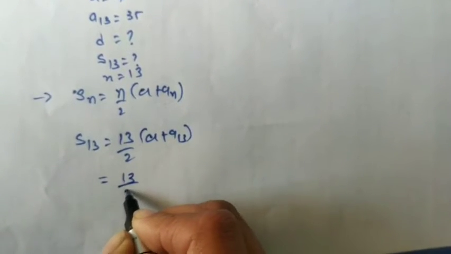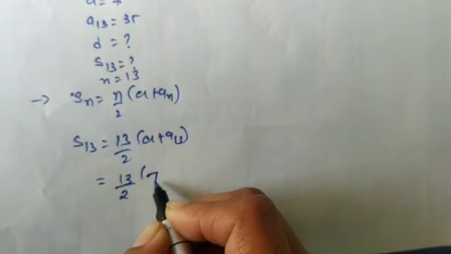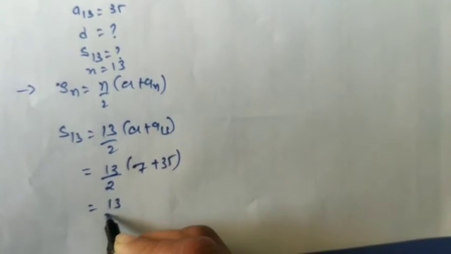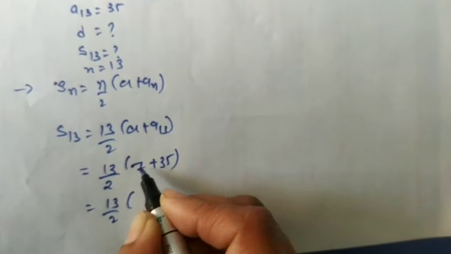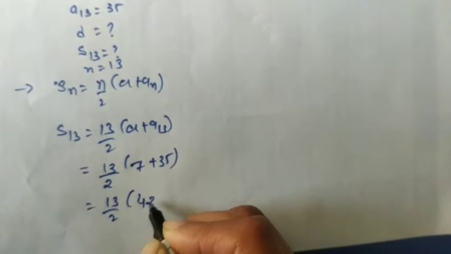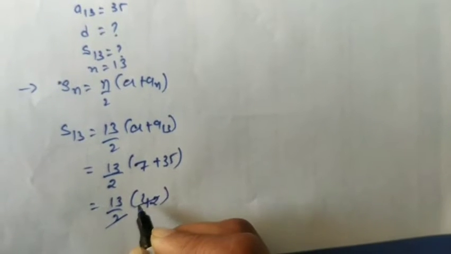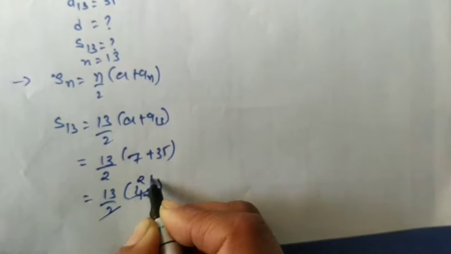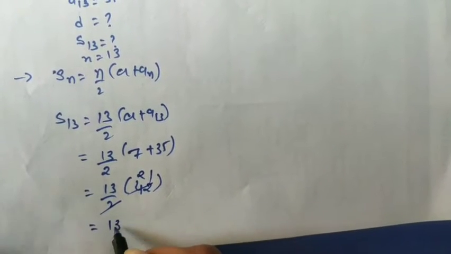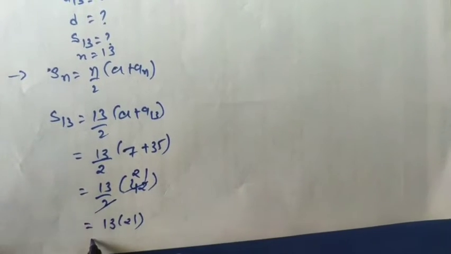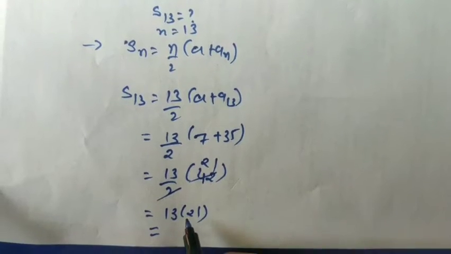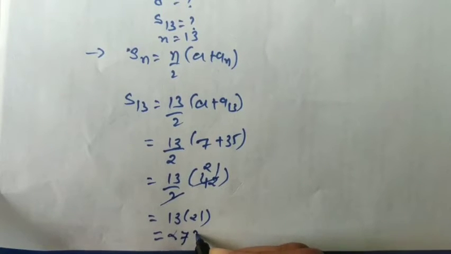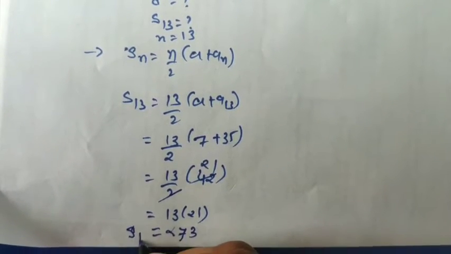So here it will be 13 by 2. a we have 7 and that is 35. So let us add it. So what are we getting? 42 we are getting. So if we reduce it, what will we get? 2 twos are 4 and 2 ones are, means we got 13 into 21. Now let us simplify it. So let us multiply it. So here we will get 273. That is the answer of S13.